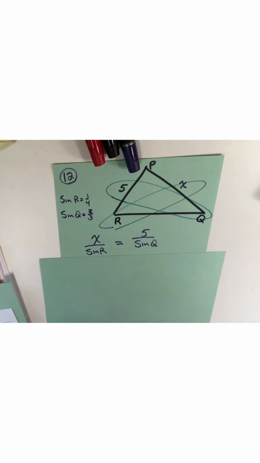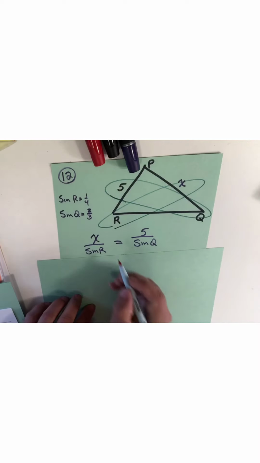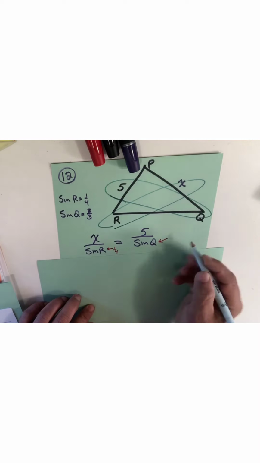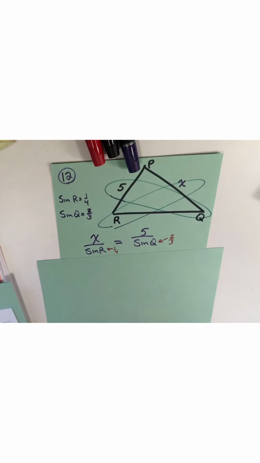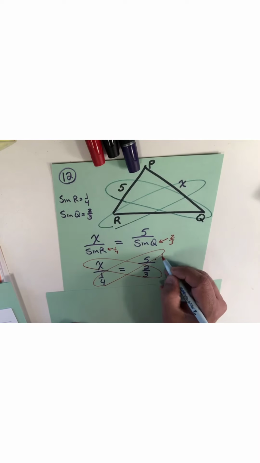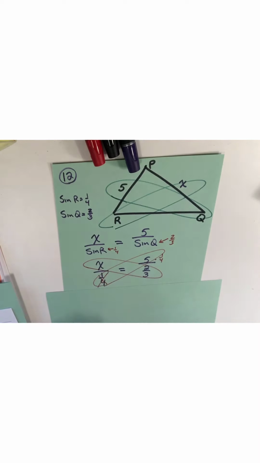But they had already told me that the sine of Q was 1/4, so I'm going to plug in 1/4 here. And they told me that the sine of Q was 2/3, so let me plug in those two values, and you get this. When you cross multiply, you get 2/3 of x is equal to 5/4. Or once again, since you're solving for x, don't cross multiply. Just take the 1/4 over here and put 1/4 there, and you're done.